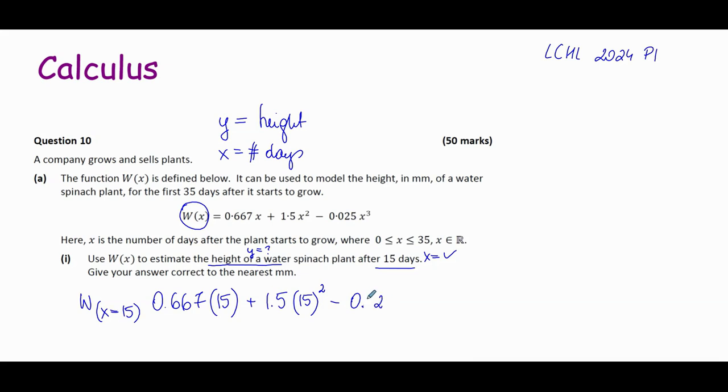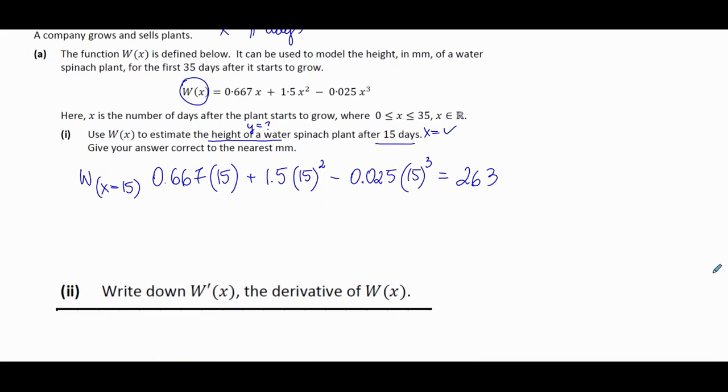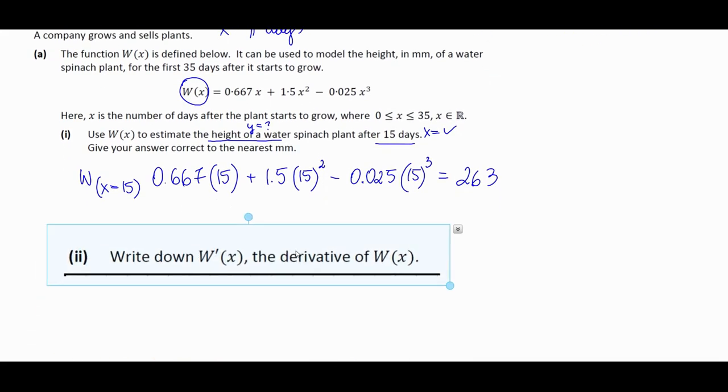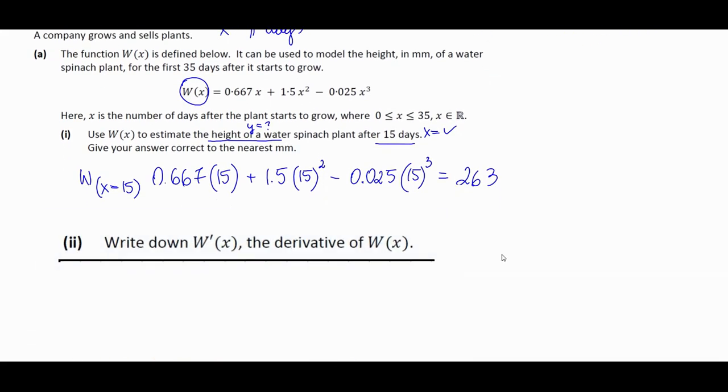We put all of that in our calculator, press equal, and we have our answer, and that should be 263 to the nearest millimeter. Okay, and then the second part. This is where they are looking for a derivative of that.